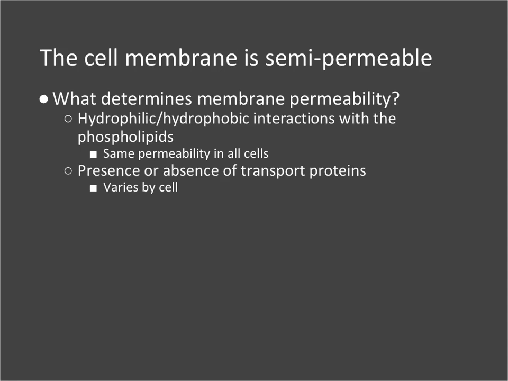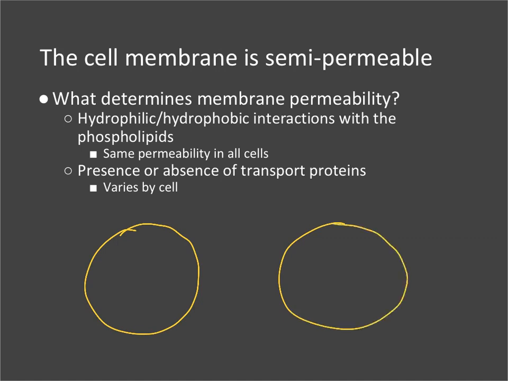We mentioned in the previous slide that different cells have different permeability. And so let's explain how that happens. So first of all, cells have a phospholipid bilayer. Remember, the majority of the cell membrane is made up of these phospholipids.